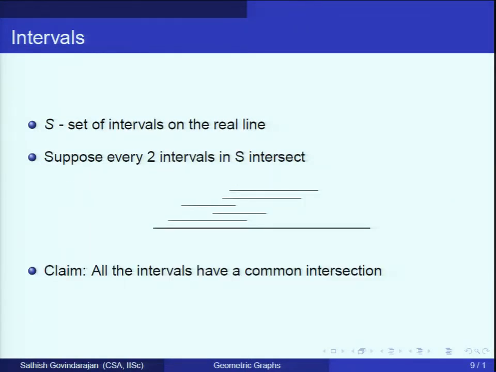If instead of intervals, I replace them by circles, is the statement true? I have a collection of circles lying on the plane, let's say the whiteboard. Every pair of circles intersect. Then can I claim that all the circles have a common intersection? You can't, right? So if you say you can't, you have to tell me why.